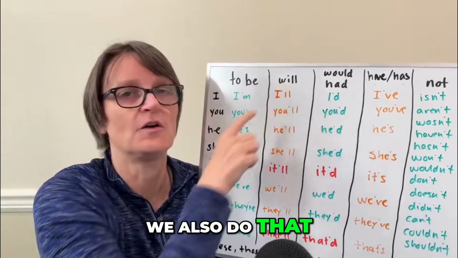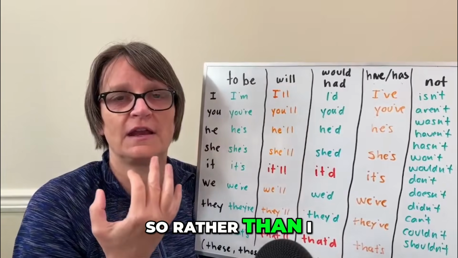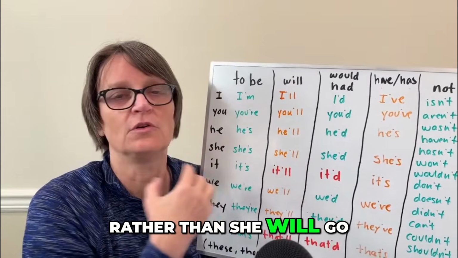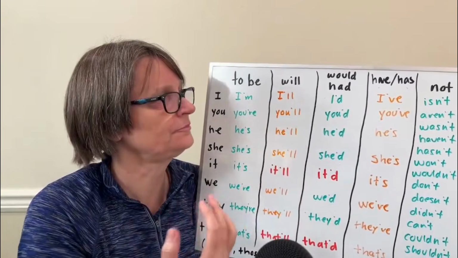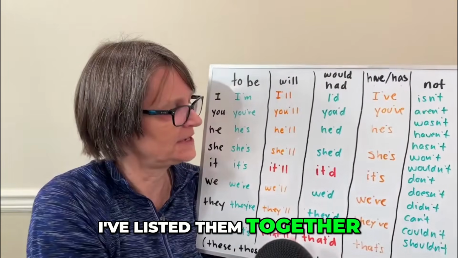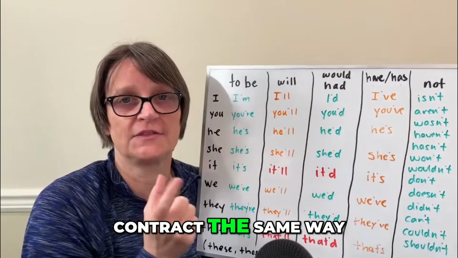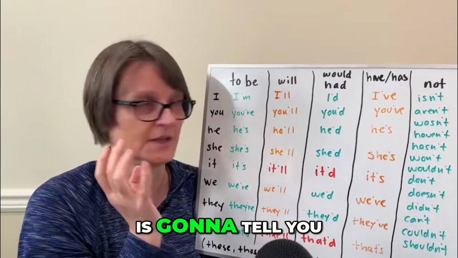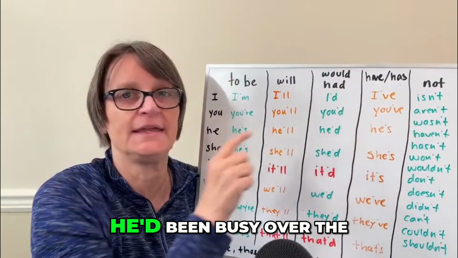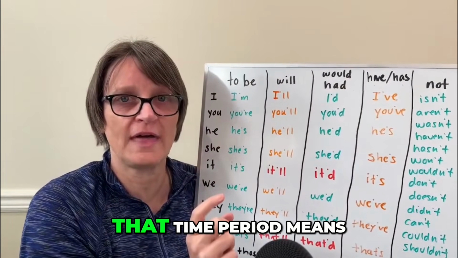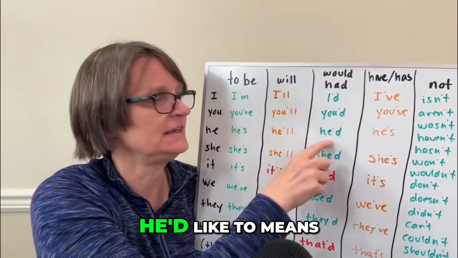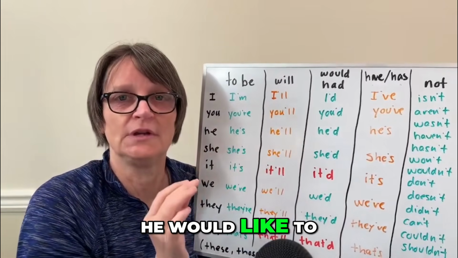We also do that with will. So rather than I will help, I'll help. Rather than she will go, she'll go. We also use it with both would and had. I've listed them together here because they both contract the same way. The context is going to tell you if I'm saying I would or I had. For example, he'd been busy over that time period means he had been busy. He'd like to means he would like to.